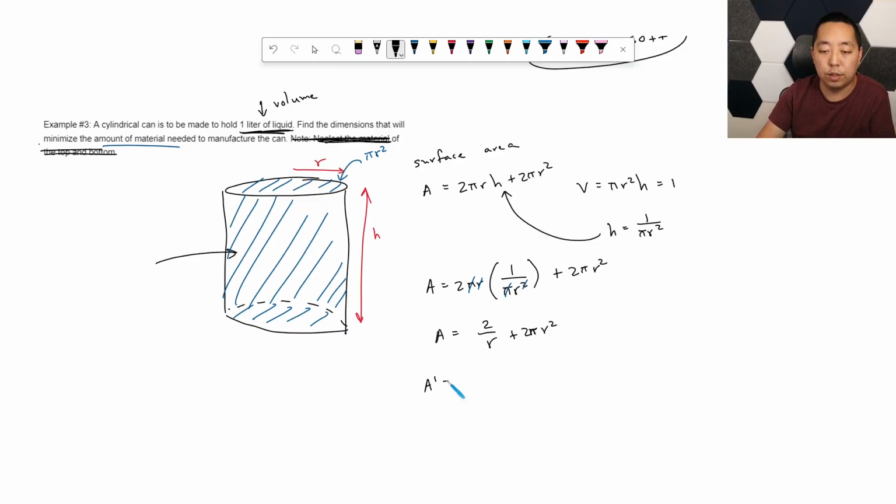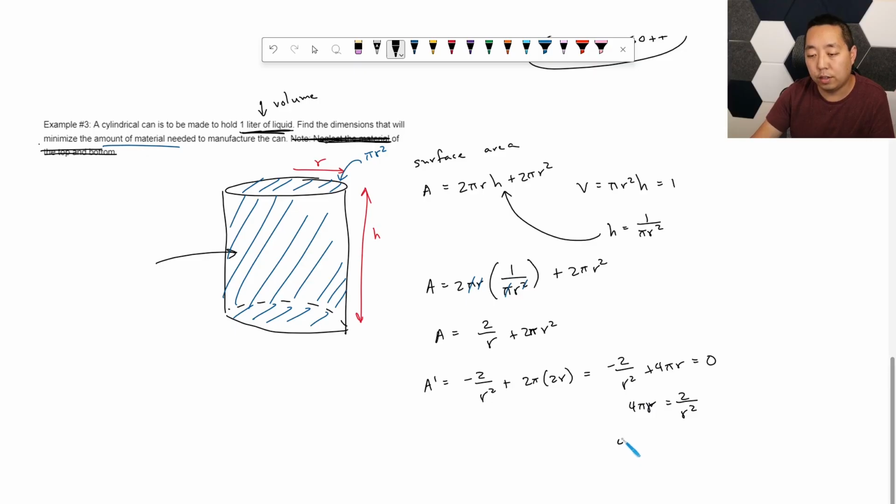So then I'm going to take the derivative. Derivative of this is negative 2 over r squared. You can make it r to the negative 1 and do power rule if you want. And the derivative of that is just going to be 2 pi. Derivative of r squared is 2r. Right, so you get negative 2 over r squared plus 4 pi r. And again, this has to equal 0. And you can move this over. 4 pi r equals 2 over r squared. Then you can multiply by r. You get r cubed is equal to 2 over 4 pi, which is 1 over 2 pi, or the r is going to have to equal the cube root of 1 over 2 pi. Okay, so that's the radius.